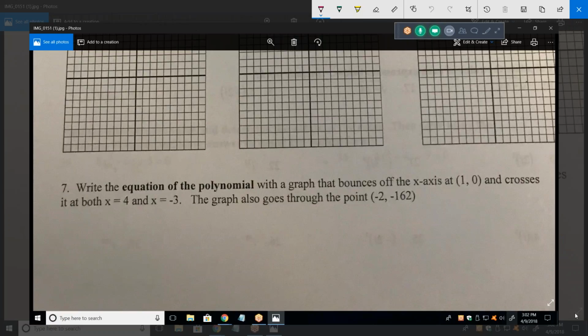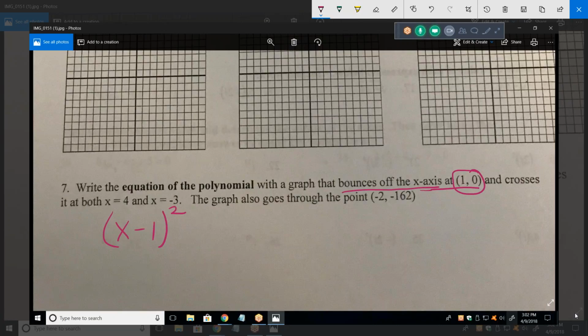All right. So what does that mean about the factor? Well, it would be an even multiplicity, right? Okay, that's good. We'll just assume 2. But what does that mean? It means the x-intercept is at 1. What does that mean about the factor? It would have to be x minus 1. Good.